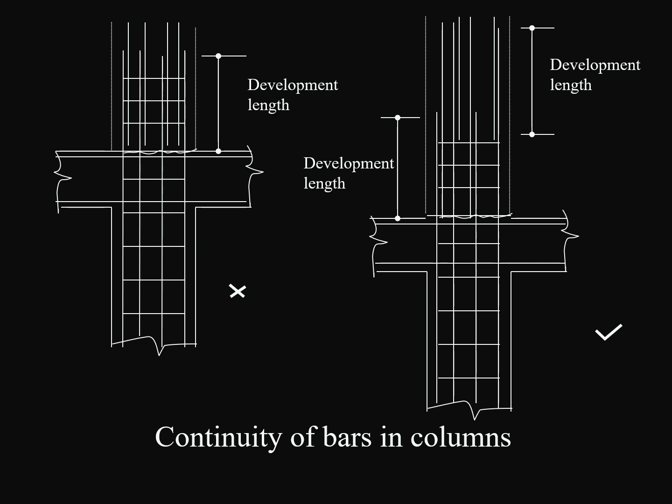For continuity of bars in columns, never lap the length of the bars in the same zone. They should not be lapped at the same place. There must be zigzag or staggered lapping, which is technically correct.